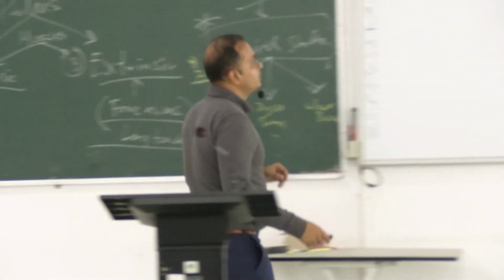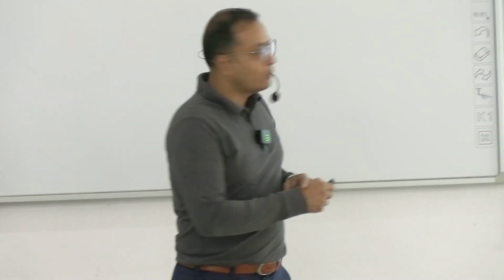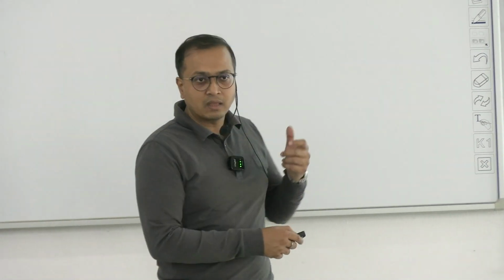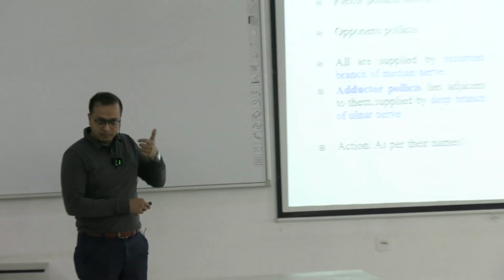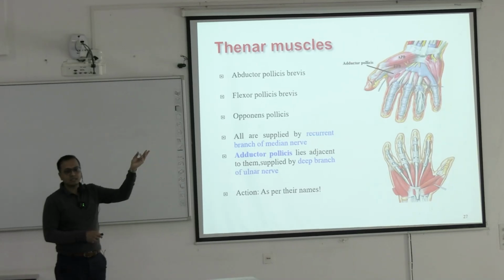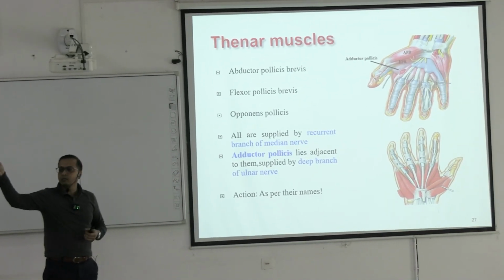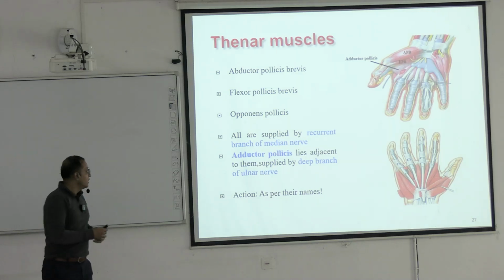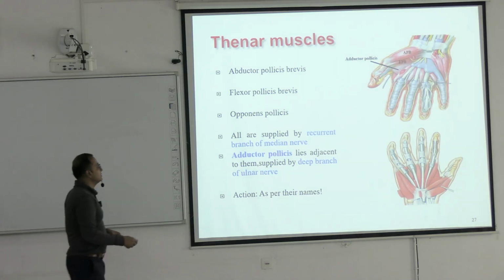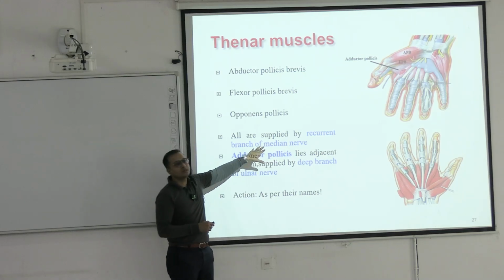You have to know the names: abductor pollicis, flexor pollicis, pollicis meaning the thumb; abduction means doing abduction; flexion means bending it; opponens means closing or opposing it, touching these particular fingers. If you are counting these fingers like this, that action we call opposition. Now they are supplied by the median nerve. This branch of the median nerve which is supplying here, we call the recurrent branch.